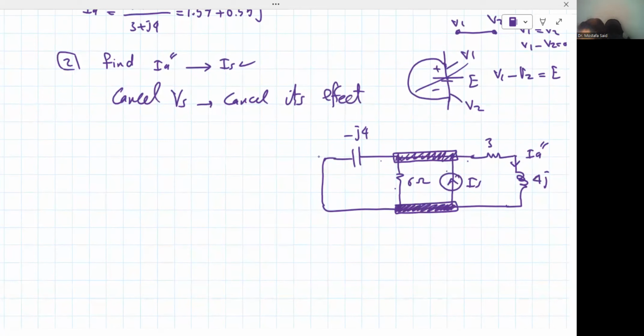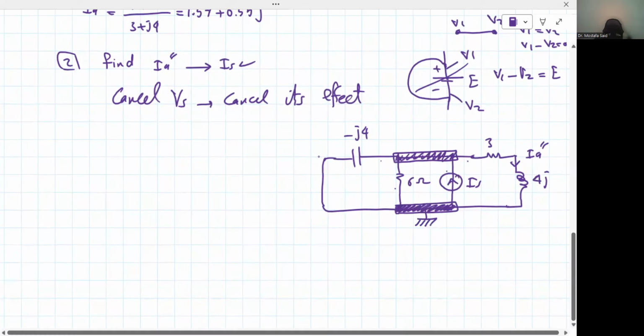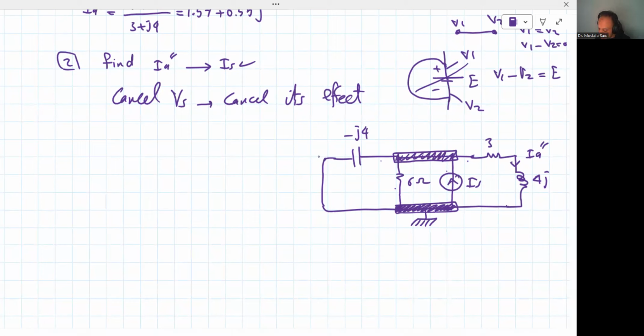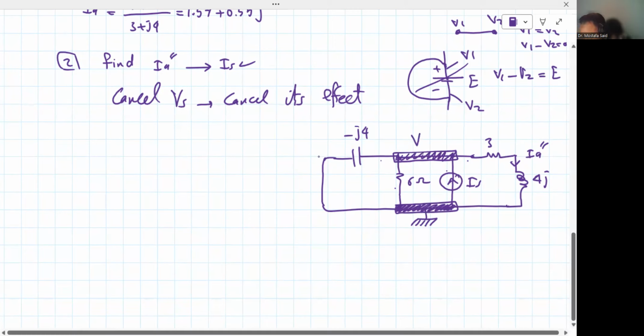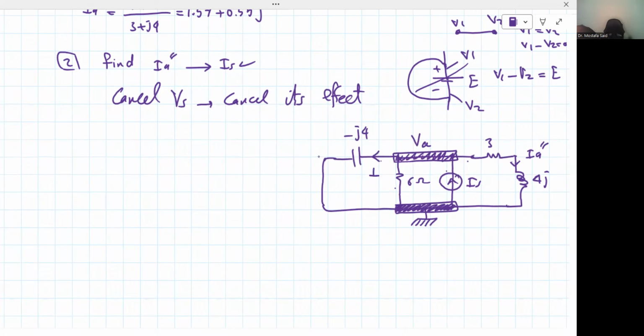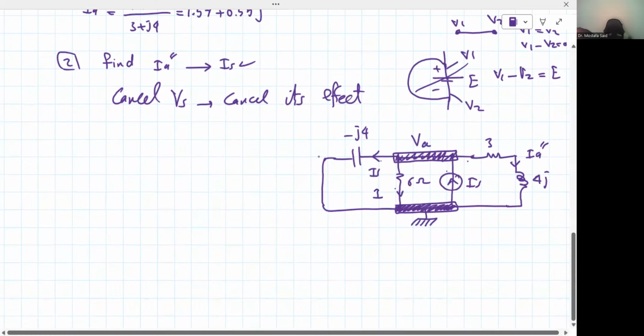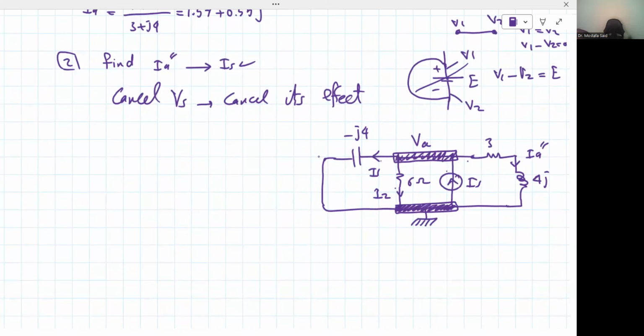I'm gonna do the conventional way, which is grounding the bottom one. You can do the opposite and check the solution. You must get the same solution. Okay, so we grounded. Let's call this V or VA, whatever you like. Let's name the currents. We can assume the currents I1, I2, here, and IA double dash.